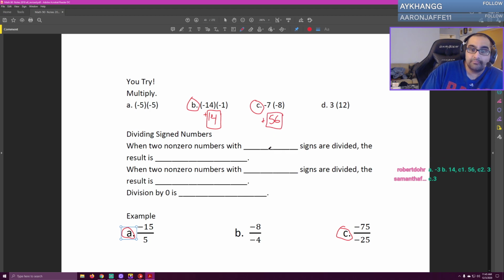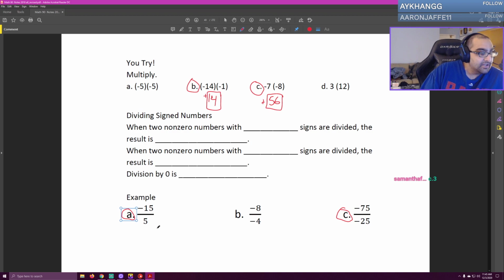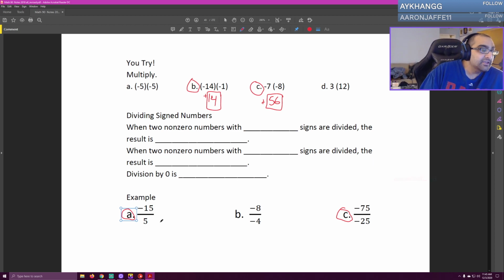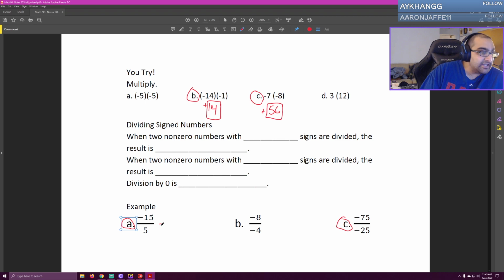All right, good job. Down here, again, you have a negative divided by a positive. So a negative divided by a positive here is going to be, again, a negative. And then just do 15 divided by 5. That's going to be -3. So that part is correct. And then finally, we have this. We have a negative divided by a negative. And that indeed is a positive.